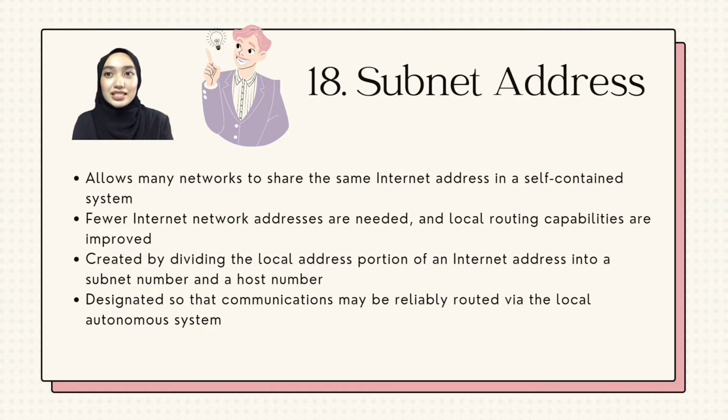A network address and a local address are the two portions of a conventional Internet Protocol address field. Subnets are created by dividing the local address portion of an internet address into a subnet number and a host number. The subnet is designed so that communications may be reliably routed via the local autonomous system.